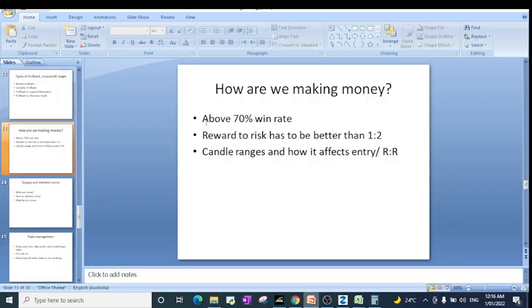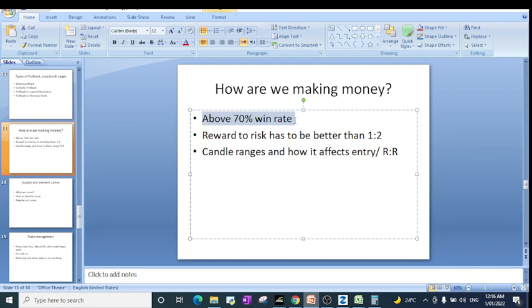So we are making money based on our win rate, how much we win when we win, and how much we lose when we lose. Our win rate is 70 to 75%. Our risk reward is we are risking something like 60 or 65 points to make 30 to 35 points on most trades.